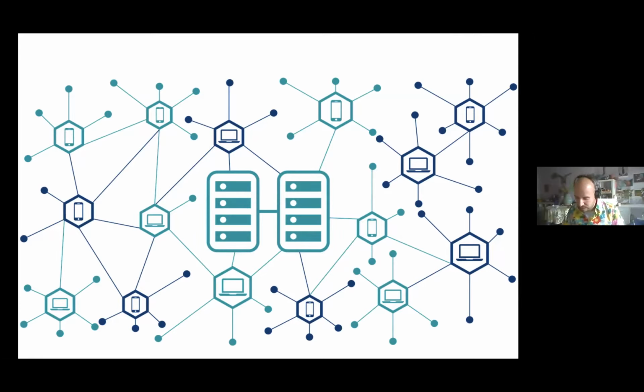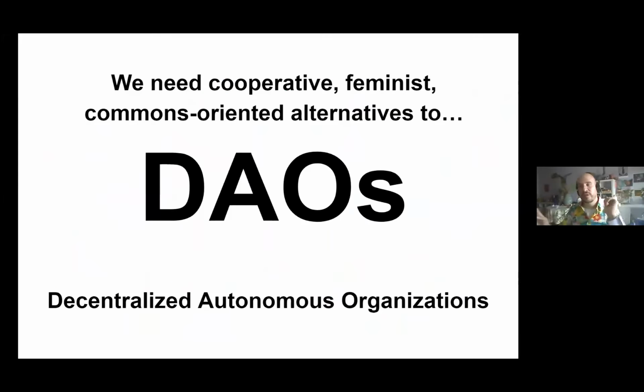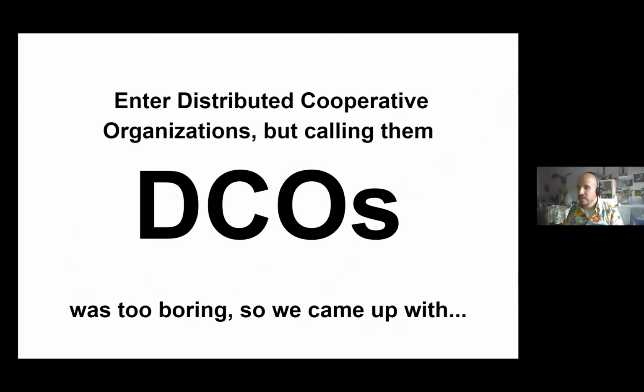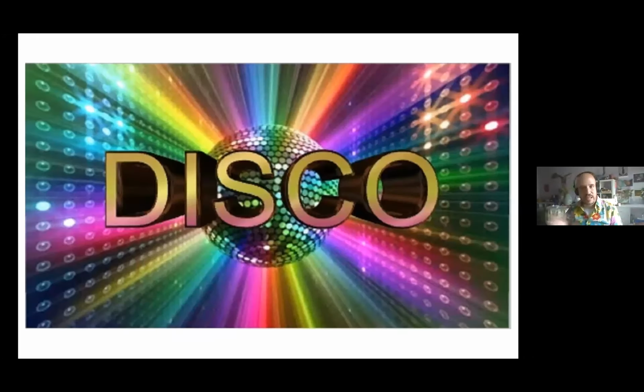So the group that we work with, we figured, okay, we need a cooperative, feminist, and commons-oriented alternative to DAOs, to decentralized autonomous organizations. So enter distributed cooperative organizations. Calling them DisCOs was too boring, so we came up with, ta-da, hey, DisCO. Or to be more precise, Disco.coop, which we're very happy that we got the domain, the distributed cooperative organization.